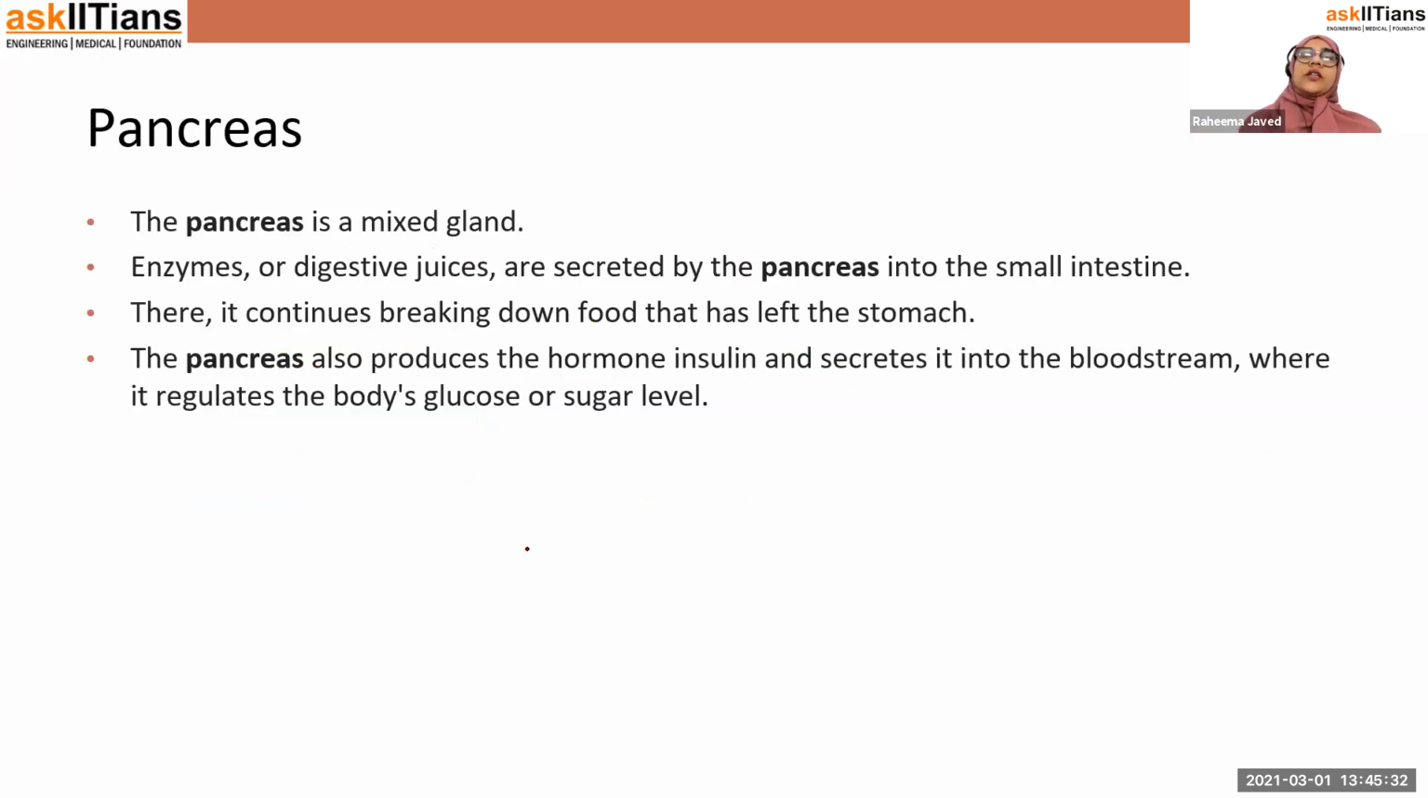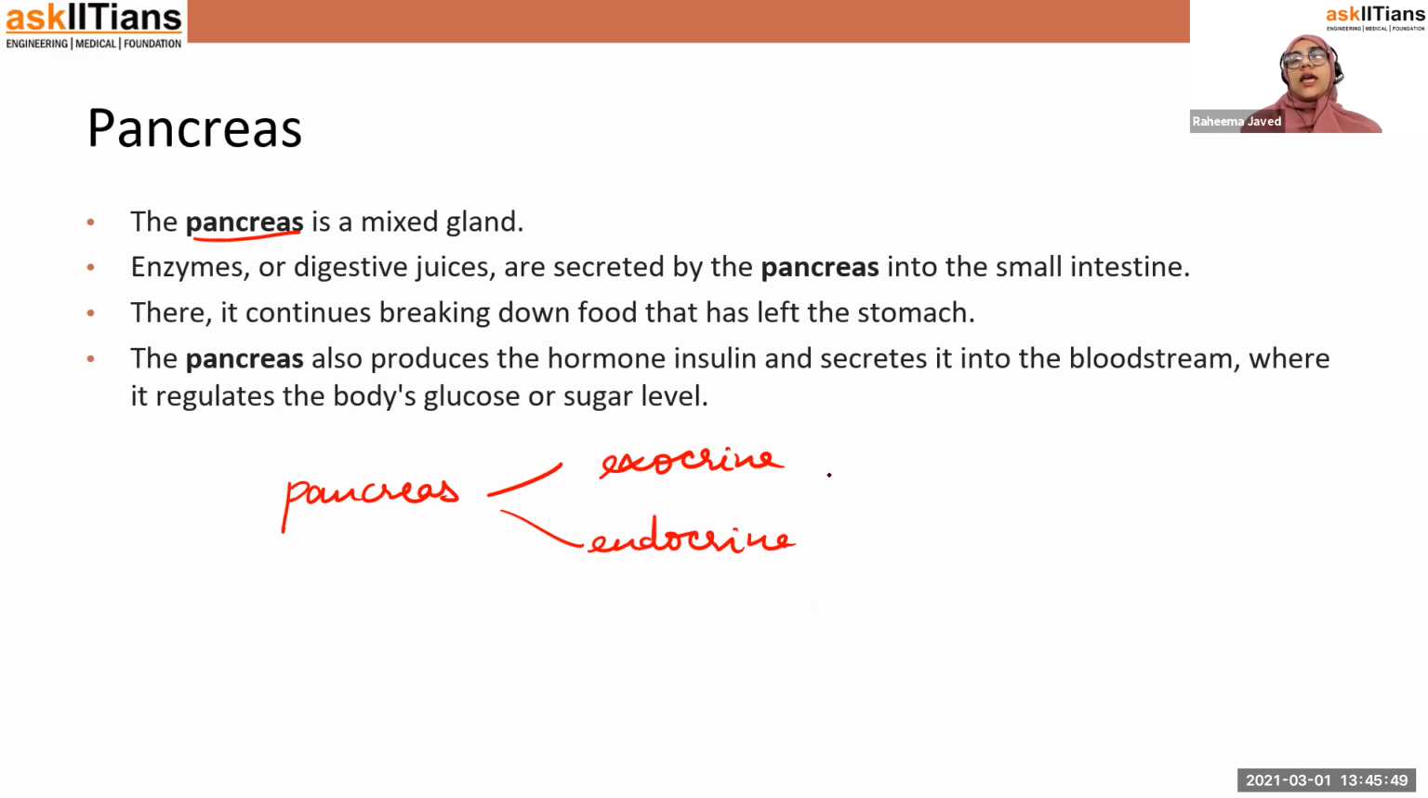Okay, let's move on to the next gland, that is pancreas. Pancreas is a mixed gland. Okay, it is a mixed gland because it makes both exocrine and endocrine secretions. Exocrine is that it is producing the digestive juices. And in the endocrine system, it is producing the hormones. So that is why it is known as the mixed gland. So pancreas produces the hormone insulin and secretes it into the bloodstream, which regulates the blood glucose or sugar level.